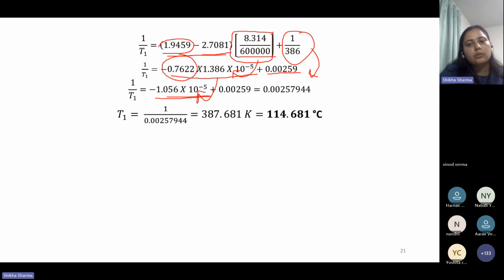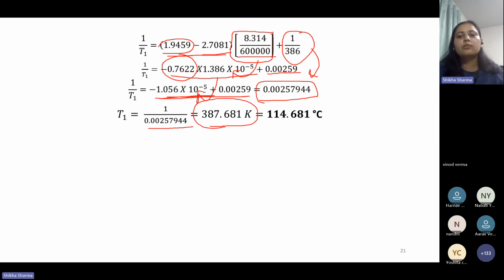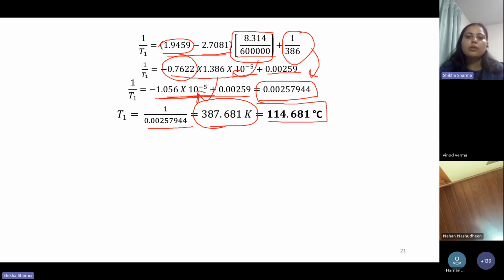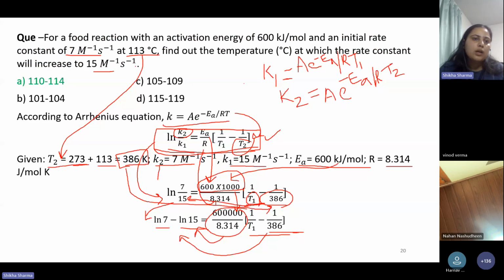And when we solve, this is minus, this is plus, so we subtract and we get this value. Since it is 1 upon T1, T1 will be equal to 1 by 0.00257944, which gives 387.681 Kelvin, which in degrees Celsius is 114.681 degrees Celsius. So the closest answer is option A.